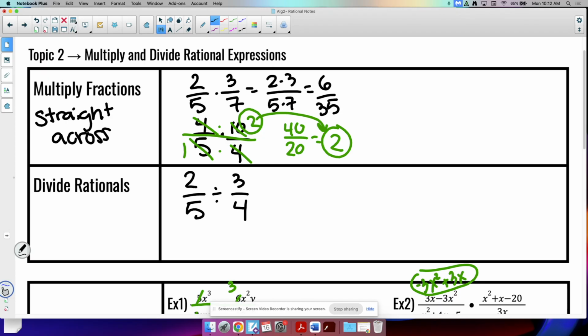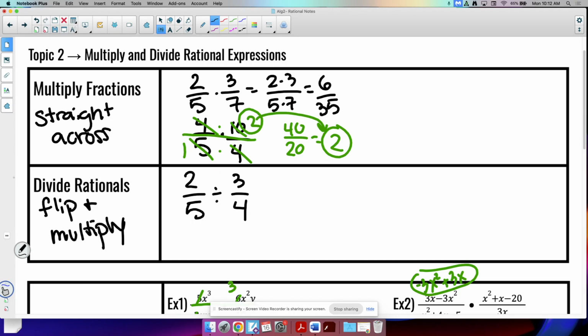This one is the trick. You have to flip and change it to what? Instead of division, what will it change to? Yep, multiply by the reciprocal. So you usually hear it described as just flip and multiply.